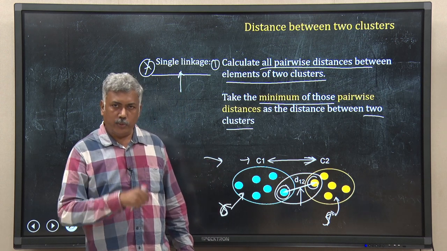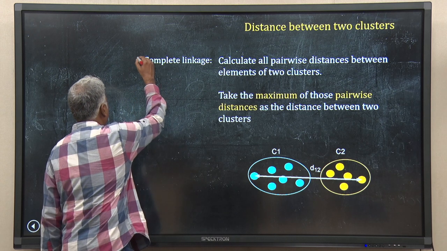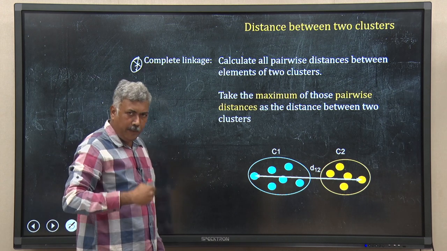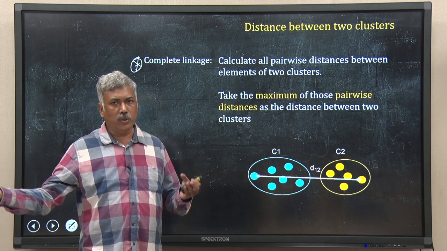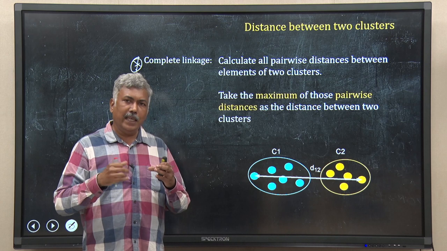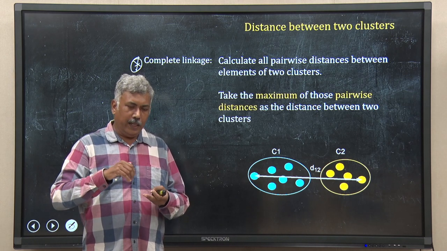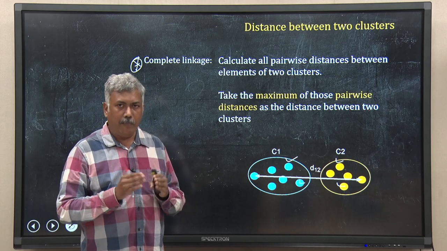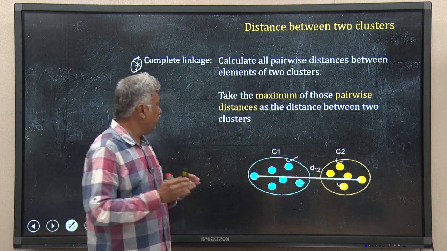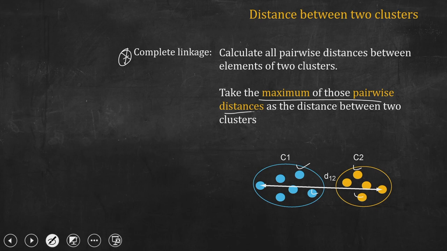Now, let me move to the second option that you have, that is called complete linkage. The procedure is almost the same. You again create all the pairs, taking one object from cluster 1 and another object from cluster 2. So, you make a pairwise combination and then you calculate the distance between these pairs, right? So, you calculate the distance between this one and this one, and so on. So, you again make a list. In single linkage, you have taken the least value, the pair which are closest to each other. Now, in case of complete linkage, you choose the maximum of those pairwise distances, and that distance will be considered as the distance between my clusters, and that will be called complete linkage.